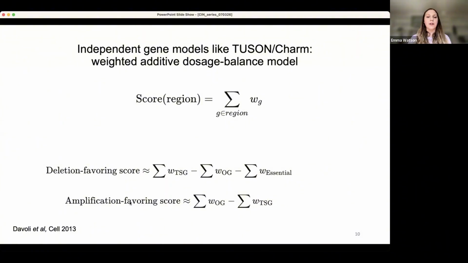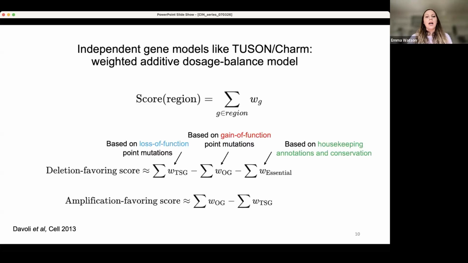And for an amplification favoring score, this would look like the opposite. So there's more oncogenes compared to tumor suppressors on a chromosome arm. And so these scores were based on loss of function point mutations in the case of tumor suppressors, or gain of function point mutations in the case of oncogenes, or housekeeping annotations and conservation for the essential genes. And so it turns out that this works pretty well.